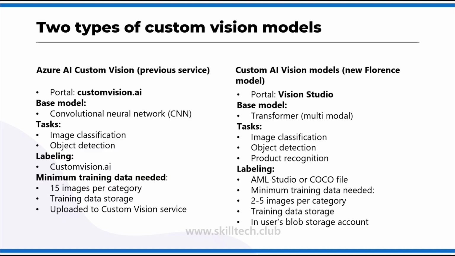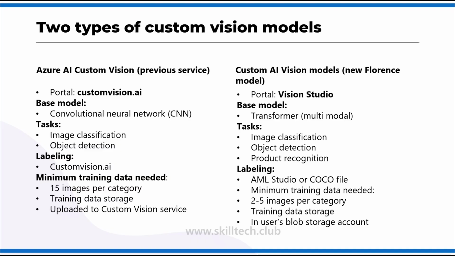That's an older portal, where your base model is nothing but a CNN model, a convolutional neural network. In the previous modules in Azure AI fundamentals, we discussed what a neural network is, and we also discussed the transformer model. So you know the basic difference between these two now. Obviously transformer models are multimodal and much better than CNN models. That's the reason the newer Florence model is the better one.